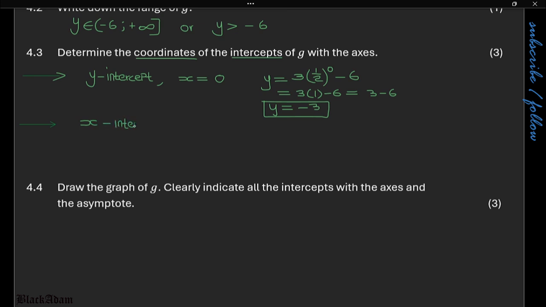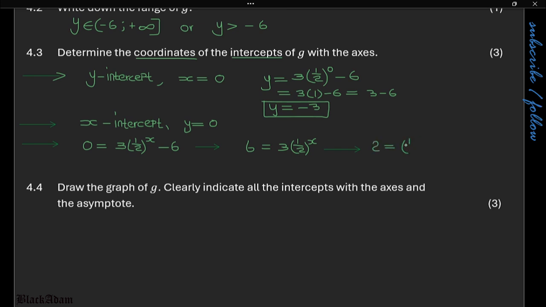For the x-intercept, you have to set y equal to 0. So setting y equal to 0, we go back to the equation. 0 is equal to 3 half to the power x minus 6, and that will mean we take -6 to the left, becomes positive. So 6 is equal to 3 half to the power x, and then we divide both sides by 3. 6 divided by 3 is 2.